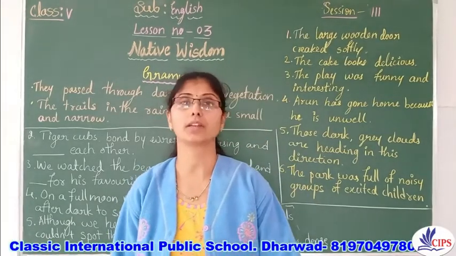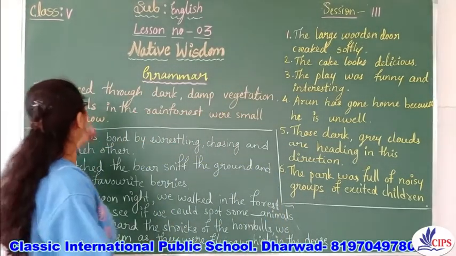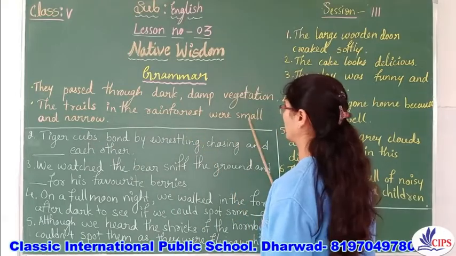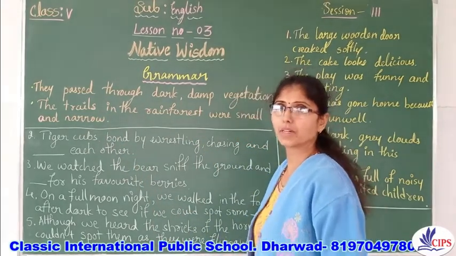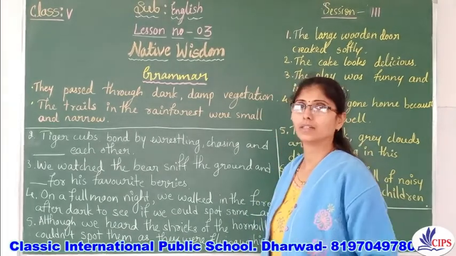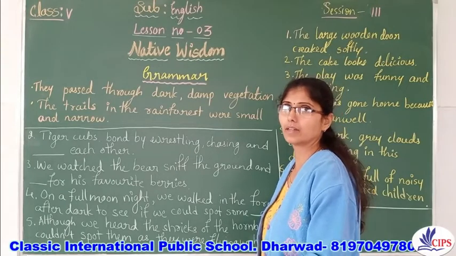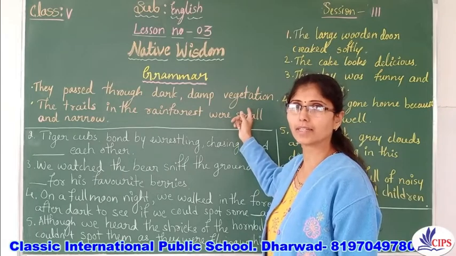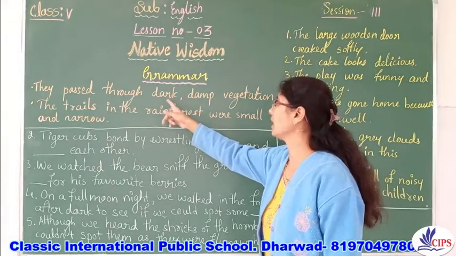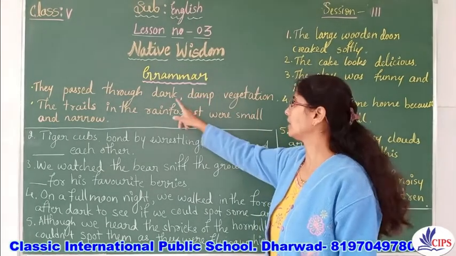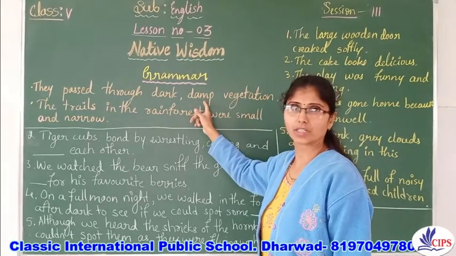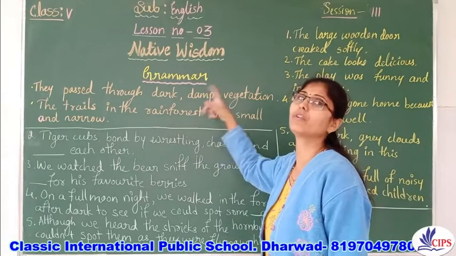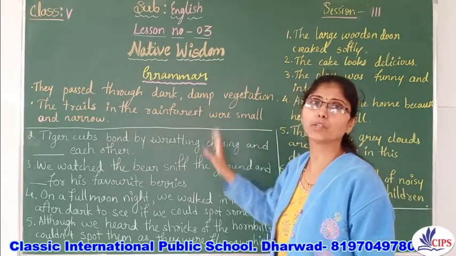Okay, children. Observe the next heading. Read these sentences. Observe the board. They passed through a dark, damp vegetation. And the next sentence is, the trails in the rainforest were small and narrow. Okay, children. Here, observe which is the noun then. Which is the noun here? As I told you before, it is a place, a person, or an animal. Observe. Vegetation is a place there. Okay. Which words describe the vegetation or tell more about the vegetation here? Okay. Here, dark, damp vegetation. What's the vegetation? Dark, damp vegetation. These are adjectives here. Right? But observe here, these two adjectives appear before the noun. So these are called attributive adjectives.